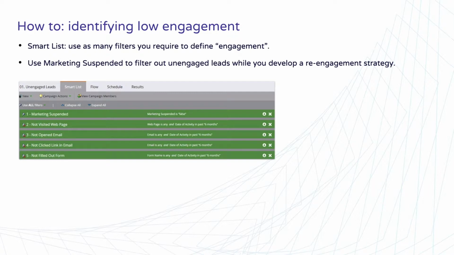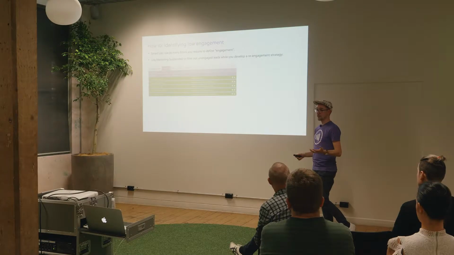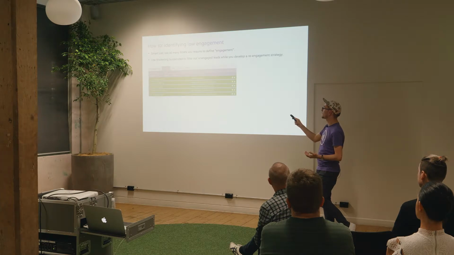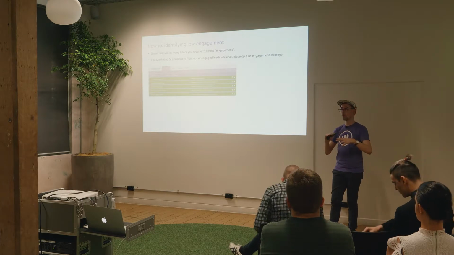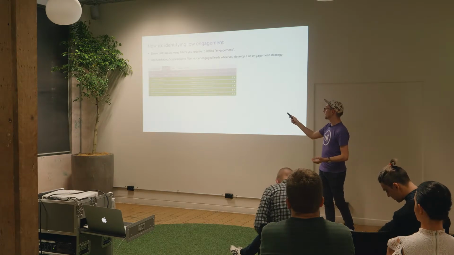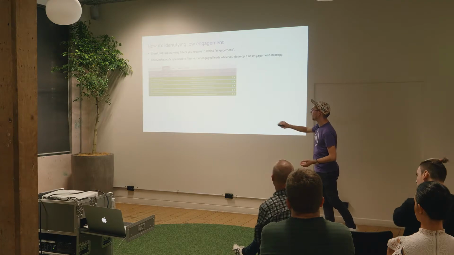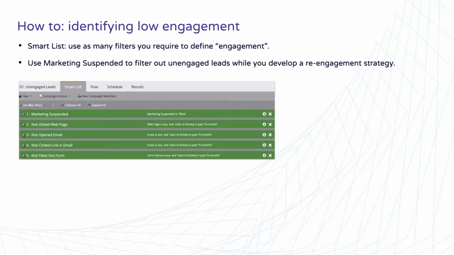The first step I've got here is a smart campaign that I've created. My smart list is where I've got a bunch of different filters. You can use as many filters as you want to define what engagement is. You can see, it's a little bit blurry, but what I've got in here are things like not visited web page, not opened email, not clicked a link in email, not filled out form. This is not an exhaustive list. Again, this is just a quick snapshot of some of the rules that I put in here.